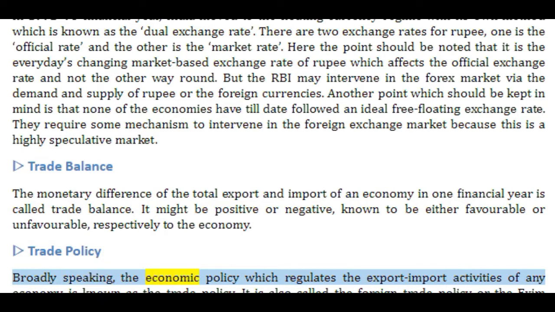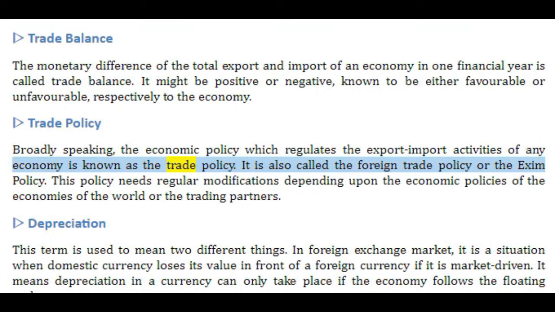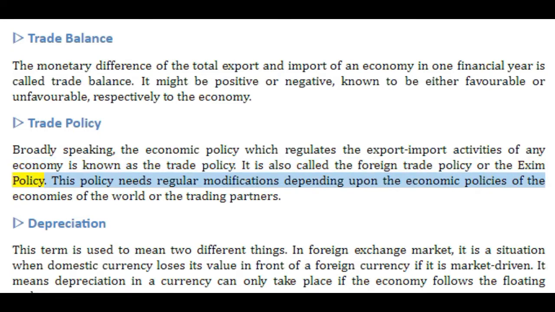Broadly speaking, the economic policy which regulates the export-import activities of any economy is known as the trade policy. It is also called the foreign trade policy or the EXIM policy. This policy needs regular modifications depending upon the economic policies of the economies of the world or the trading partners.